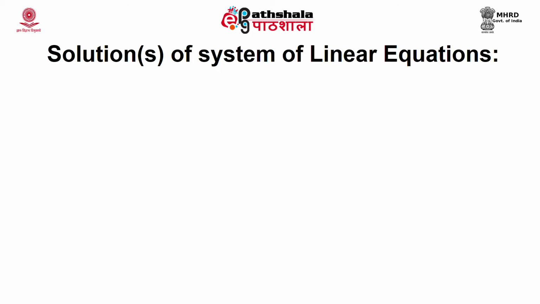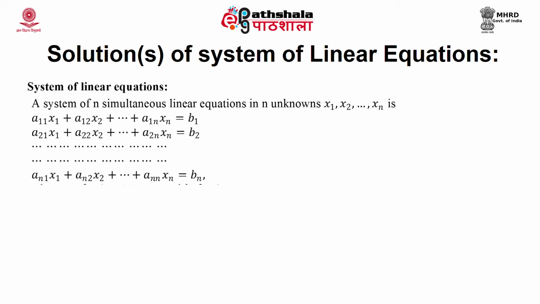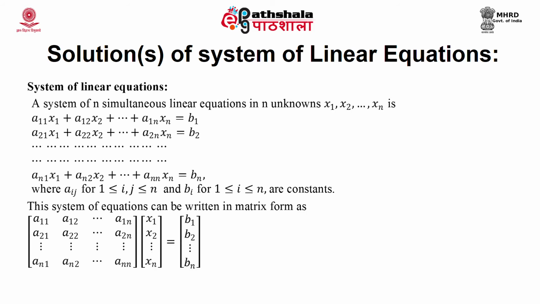Now the most important application, that is, solutions of a system of linear equations. First of all, what is a system of linear equations? A system of n simultaneous linear equations in n unknowns x1, x2, ..., xn is given by this expression, where aij are coefficients of variables and bi, for i from 1 to n, on the right hand side are constants.